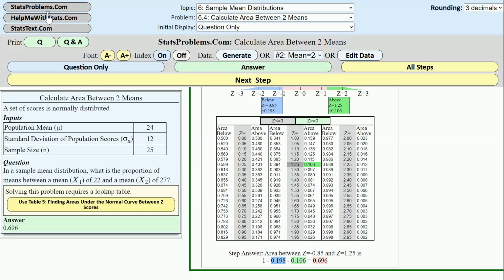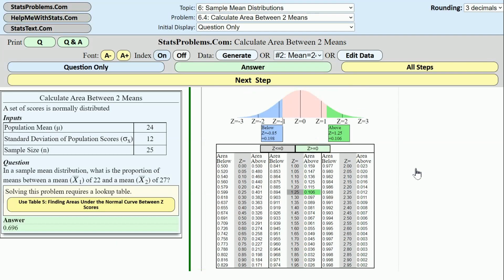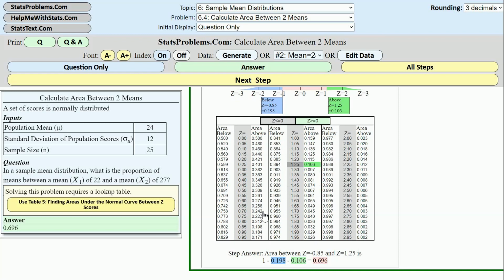We close this window to return to the analysis, which shows the lookup table with the below area of 0.198 and the above area of 0.106 and the area between of 0.696. With a population mean of 24 and a population standard deviation of 12, and a sample size of 25, the area between a mean of 22 and a mean of 27 is 0.696.